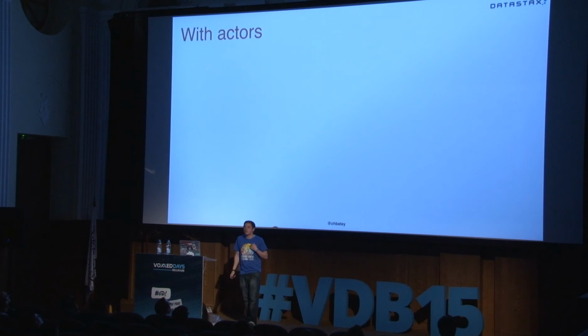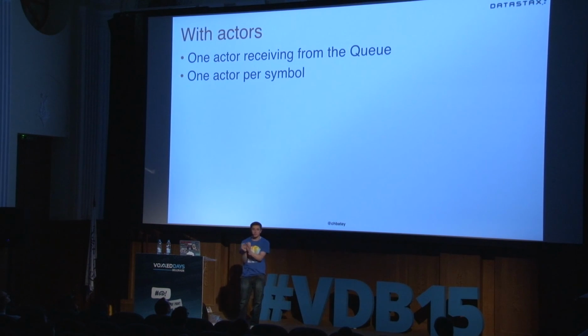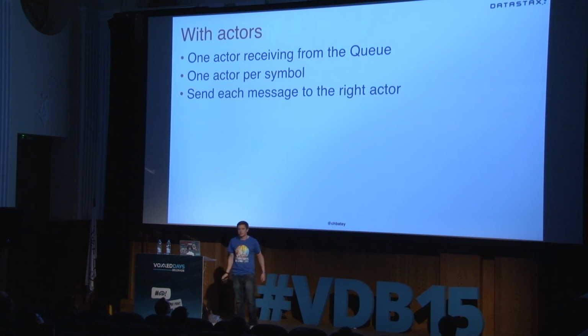Well, it's embarrassingly simple. You basically have one actor which takes messages off the queue. Job done. He then sends it, and you have an actor per symbol. Remember, this is a very lightweight thing. We can have millions of these. If we've got 10 gigabytes of RAM, we could support tens of millions of different symbols. And then we just send a message to the right actor, and you're done.